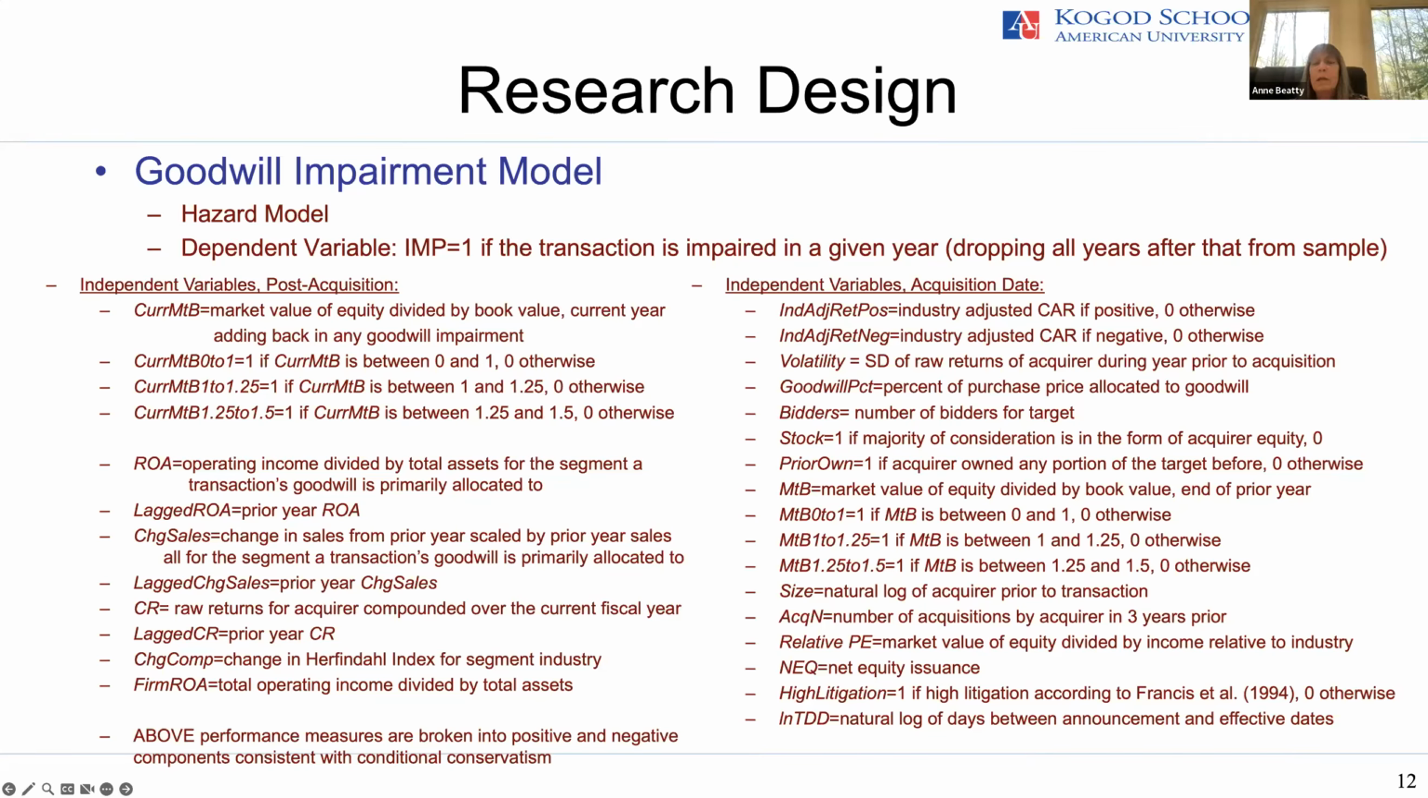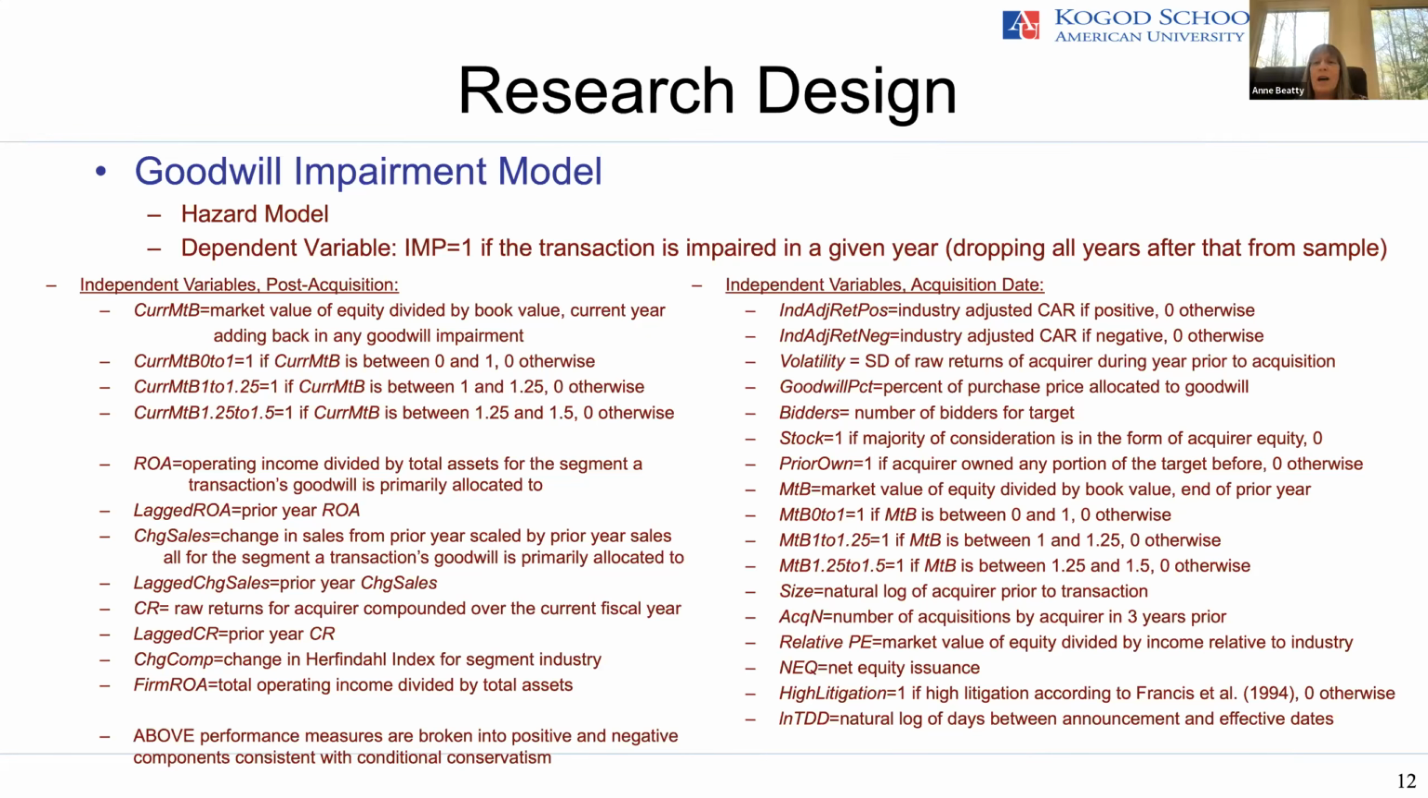Sorry, a comment that you made about looking at the announcement returns. If I understood your sample correctly, you do have the change in when goodwill is measured midway through your sample. So in 2009, that return no longer affects the amount of goodwill, but previously it would have. Do you know what I'm saying? I'm sorry, I don't think I'm understanding.